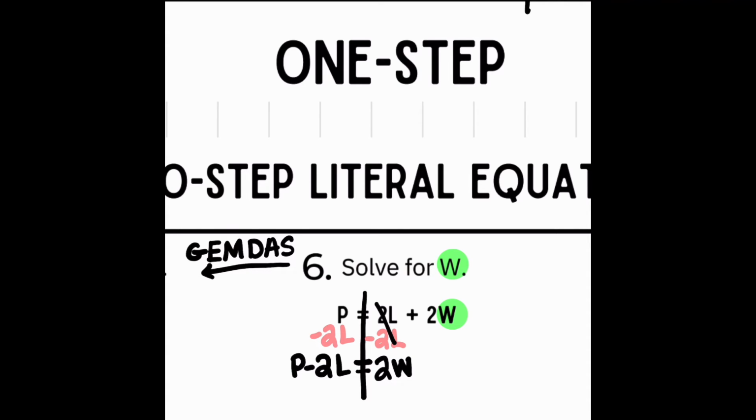And again, we're still solving for W here. Since we're still solving for W, we now have 2 times W, so we're going to do division. And when we divide, we make sure we divide by the whole left side. So W equals P minus 2L, divided by 2.